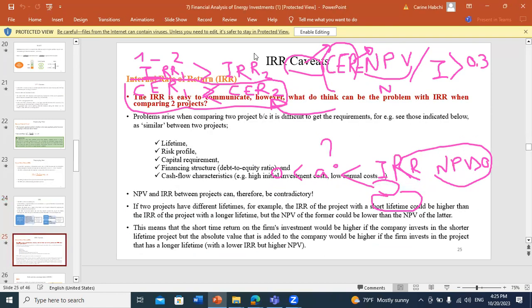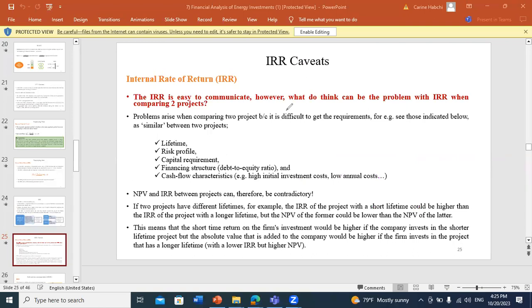Okay. Now, as we said, the internal rate of return is an important index. It's easy to communicate. However, what can we think if we have to compare two projects, let's say, with the same lifetime, same risk profile, same capital requirement, same financing structure, and same cash flow characteristics? If we have all of these the same and we want to compare the two projects, we should not only consider the comparison of the internal rate of return.